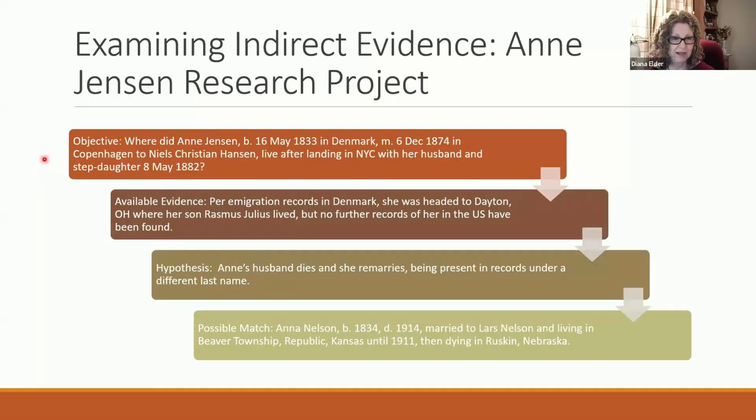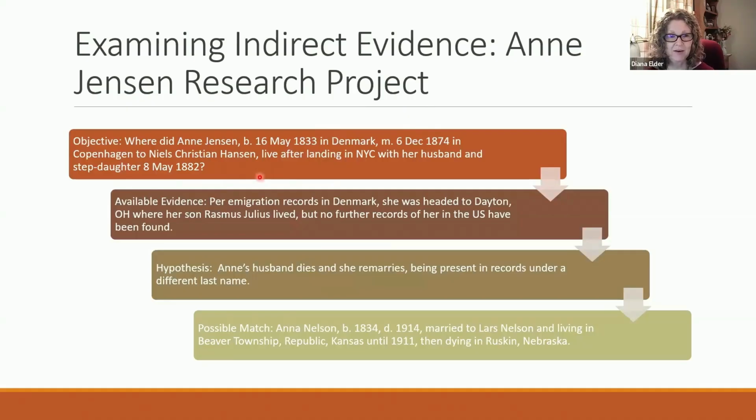So let's take a look at all the indirect evidence for the Anne Jensen research project. Anne Jensen was born 16 May 1833 in Denmark, married 6 December 1874 in Copenhagen to Niels Christian Hansen. She landed in New York City with her husband and stepdaughter on May 8, 1882. We're not going to look at the actual records for her birth record, her marriage record, or the immigration record. Just know those are the dates that we've got there.